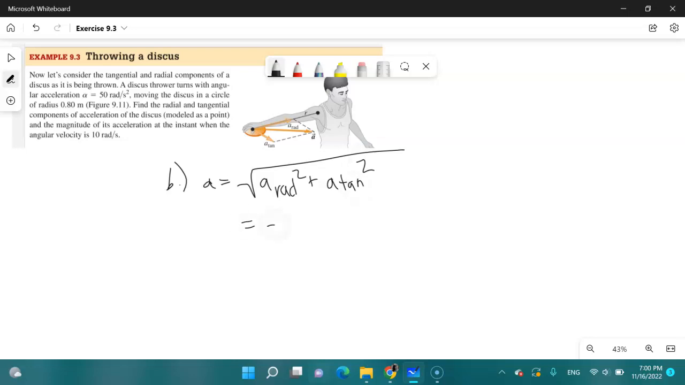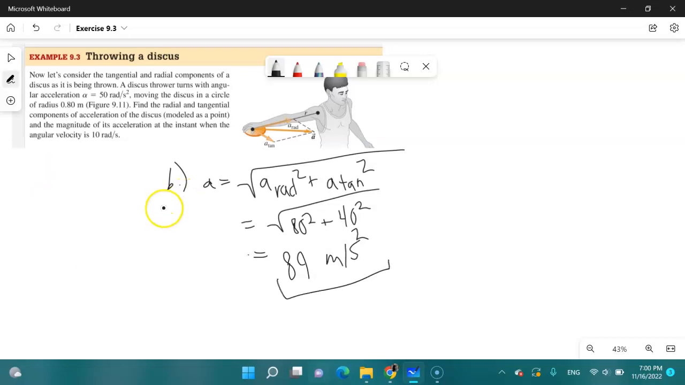We already know that for the radial component we got 80, so we would square that. And for the tangential component we got 40, so we would square that as well. And then when you take the square root, the answer is 89 meters per second squared. And that's the magnitude of the acceleration at the instant when the angular velocity is 10 radians per second.